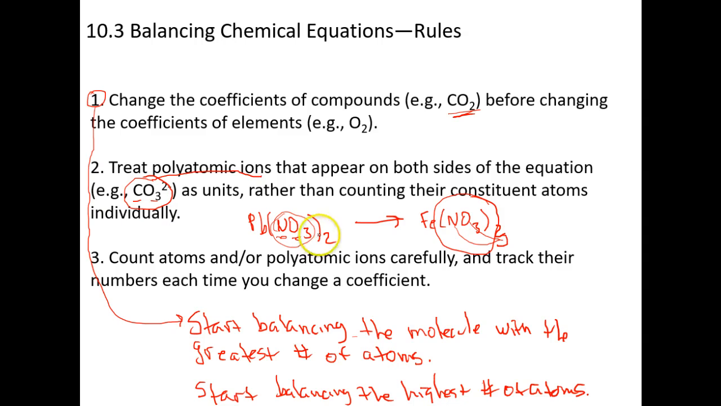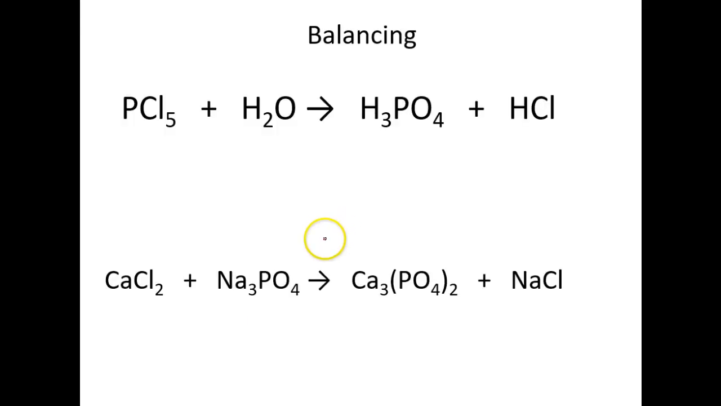Okay, and then count atoms and/or polyatomic ions carefully and track their numbers each time you change the coefficient. There's also another rule where we talk about combustion reactions, and I will talk about that when we get to those types of reactions. It is one of the reactions that we'll have to learn, so I want you to start being able to recognize that type of reaction, and we'll start right now when we have to balance it. So let's start with some balancing.